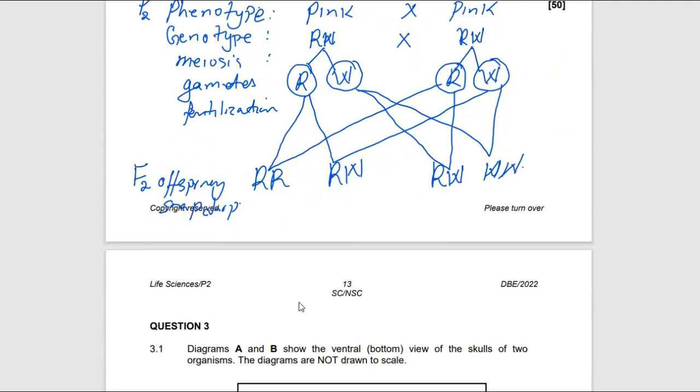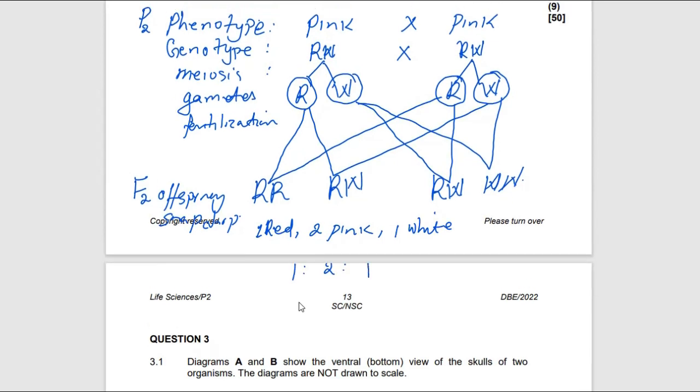Now, capital R, it is red. So I have red. How many are they? It's 1. I have capital R, capital W. It is pink. Capital R, capital W is pink. So I have 2 pink. And then now I have capital W, capital W. It's white. I have 1 white. So basically I have 1, 2, 2, 2, 1.